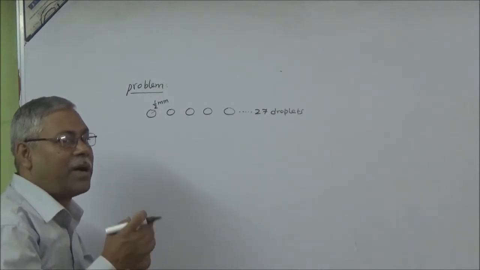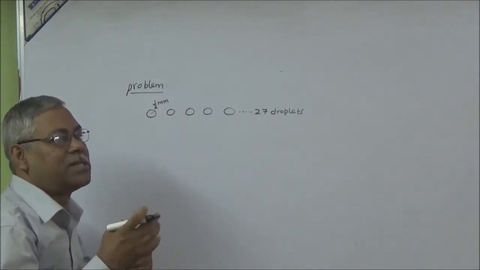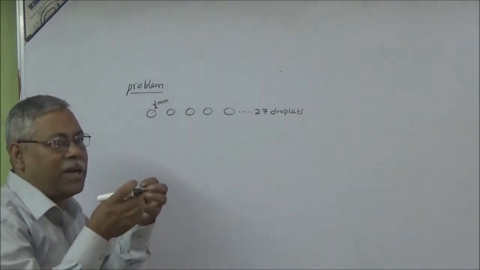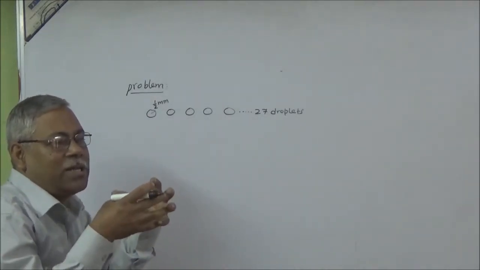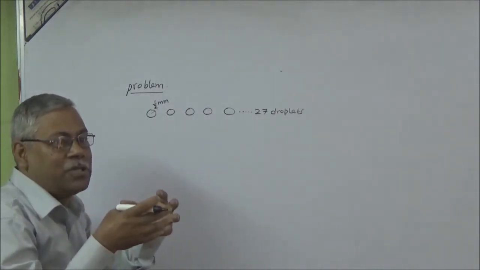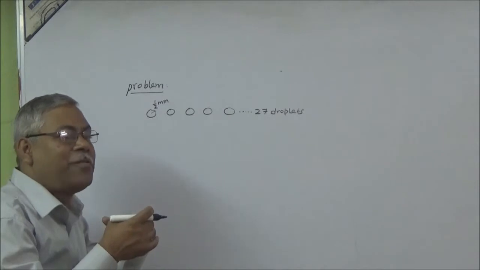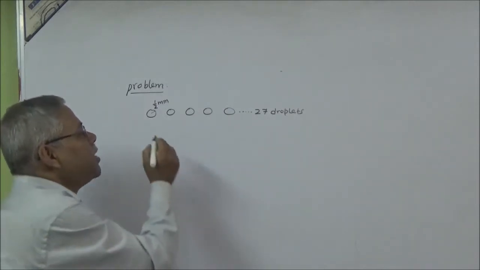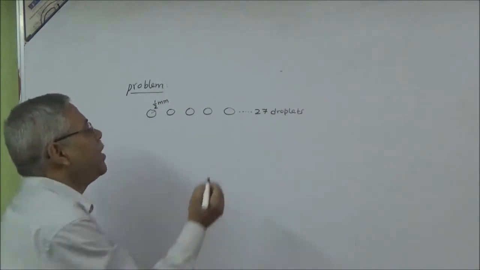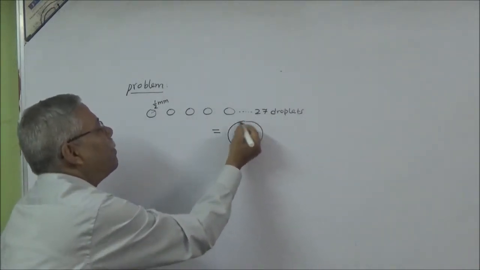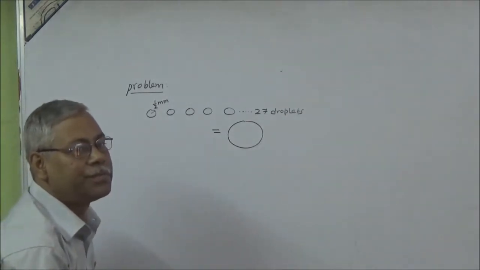Remember, mercury has very high cohesive force. So whenever two droplets of mercury come together, they coalesce to form a bigger one because of high cohesive force. What is the surface tension of mercury? 0.465. It is very high. So these droplets come together and coalesce to form a big drop.